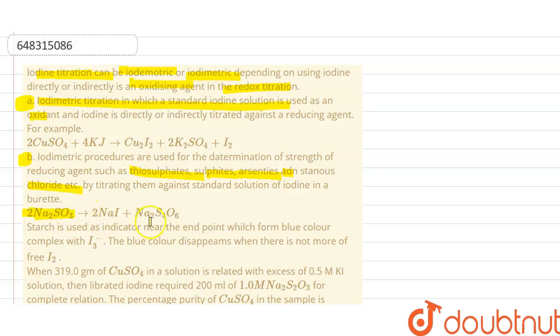Na2S4O6. Starch is used as an indicator near the endpoint, which forms a blue color complex with I3 minus. The blue color disappears when there is no more free I2.